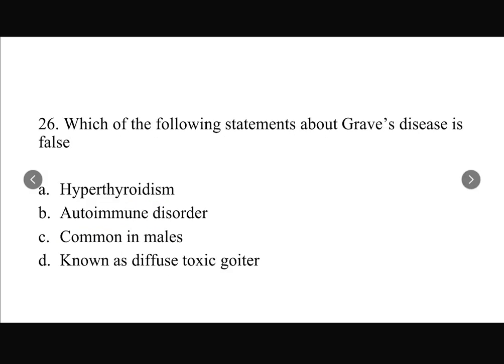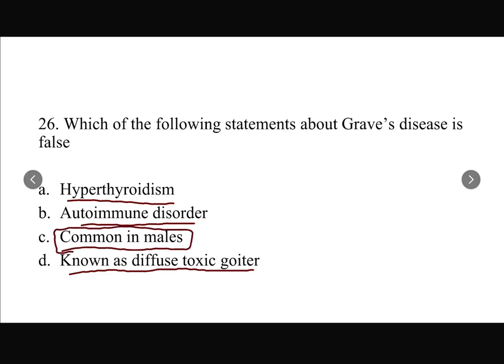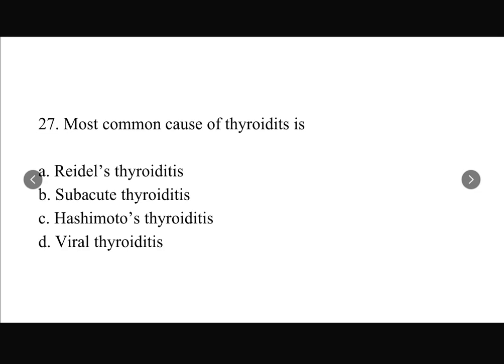Which of the following statements about Graves' disease is false? So Graves' disease is an autoimmune disorder, so that is a correct statement, and it results in hyperthyroidism because the antibodies produced in this condition act on the TSH receptor similar to TSH, increasing the thyroid hormone production. So there is hyperthyroidism, and since the whole gland is affected, it is called diffuse toxic goiter, and it's most commonly seen in females, not in males. So that is the answer. The most common cause of thyroiditis is Hashimoto's thyroiditis, most commonly seen in females.